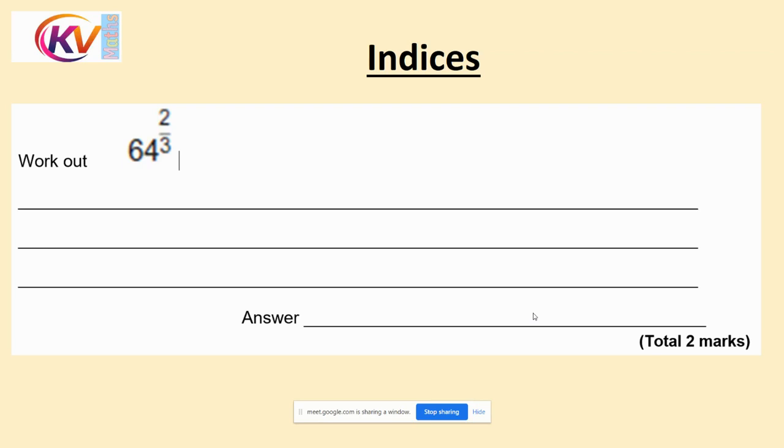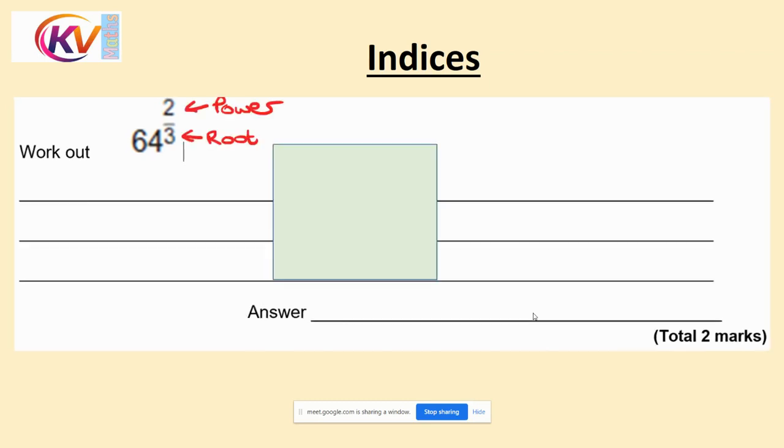Right then, so as I said at the start, with a fractional power, the top number, the numerator, tells me the power, and the denominator tells me the root. We always want to do the root first, because it's easier than dealing with 64 squared. So we don't want to do that. Top part power, bottom part root. That means I'm doing the cube root of 64 and then raising it to the power of 2.